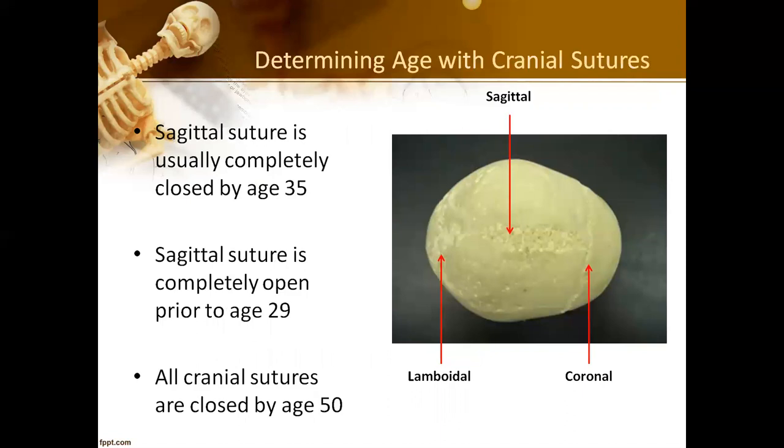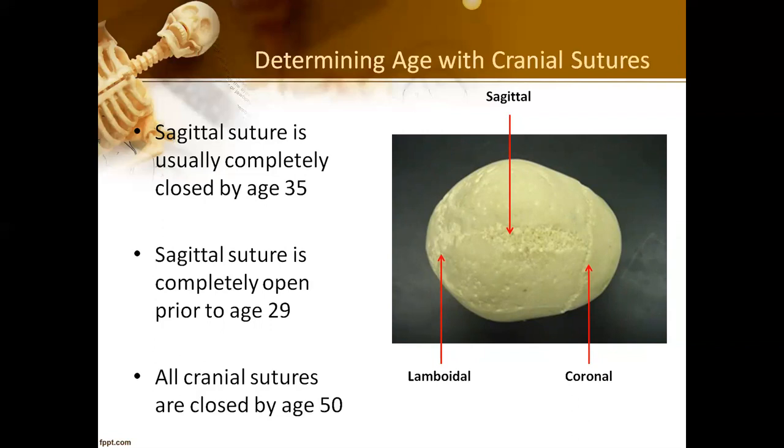Okay, first the cranial sutures. When you are born, your skull is not one solid piece yet. And in fact, it doesn't become a solid piece until age 50, and that can vary by individuals. It also can vary by sex a little bit. So if you look at the top, the sagittal suture is the one the red arrow shows. That one is open until about the age of 29. By the time you hit age 35, it's completely closed.